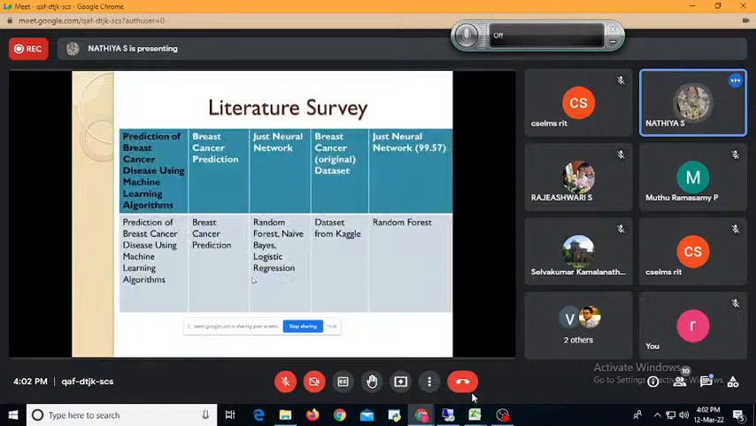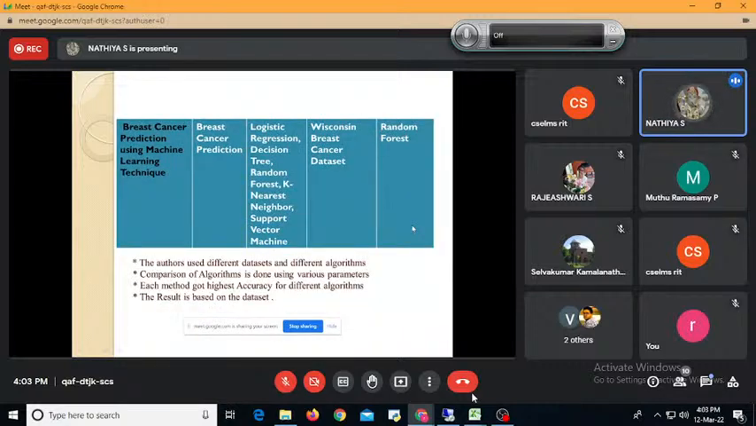So this is the literature survey. These are the papers I have referred for my research work. The first paper is prediction of breast cancer disease using machine learning algorithm. In that they have used 3 different algorithms, and they have taken the dataset from Kaggle, and they found that random forest is the best algorithm for breast cancer prediction.